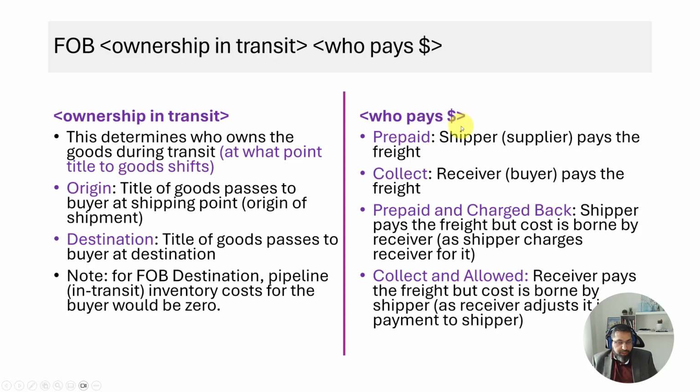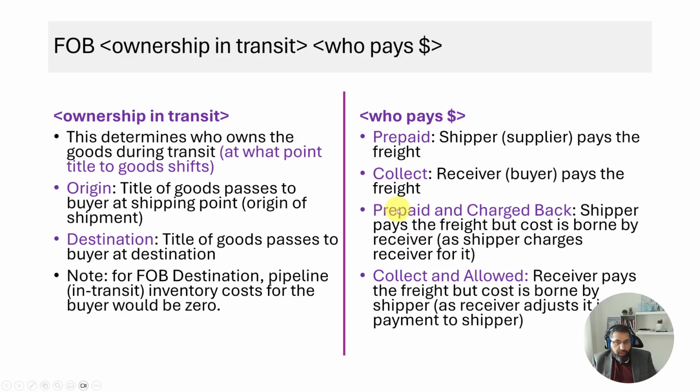So prepaid, the original payment could be made by the shipper, but then the shipper could get reimbursed by the buyer. And the buyer could say, hey, shipper, you were nice, you paid the transportation cost, but according to our contract, I'm supposed to pay it. So here's a refund. I'm going to refund you the transportation costs you paid. That's prepaid and charged back. The shipper pays the freight, but the cost is charged to the buyer in the invoice. So the invoice the buyer gets is the amount you pay for the goods, and then the chargeback amount for the transportation.